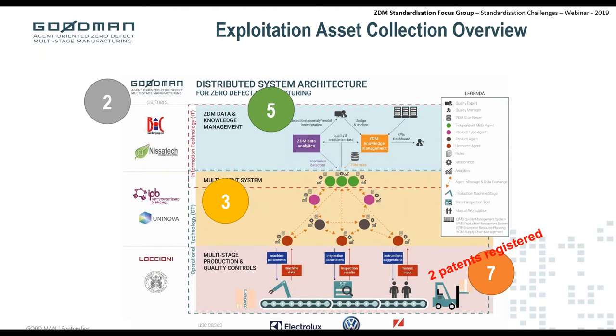Then we have five exploitable results in terms of data analytics and knowledge management, three exploitable results in terms of rule server, data and multi-agent system, and different smart inspection tools, two of which are very innovative and have already been patented. And now the Università Politecnica delle Marche is going on with the industrialization of these two smart inspection tools.